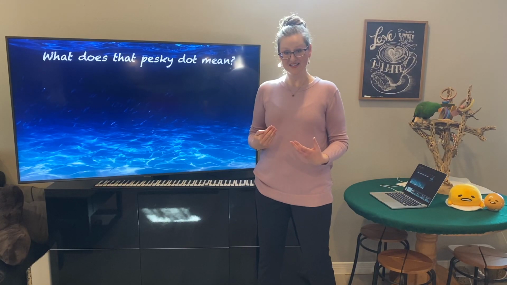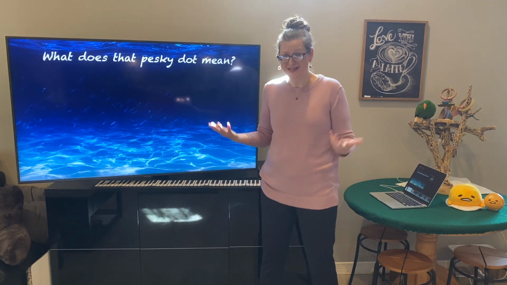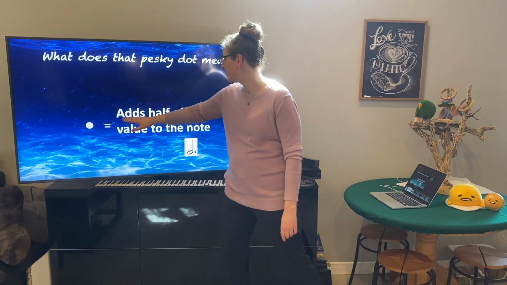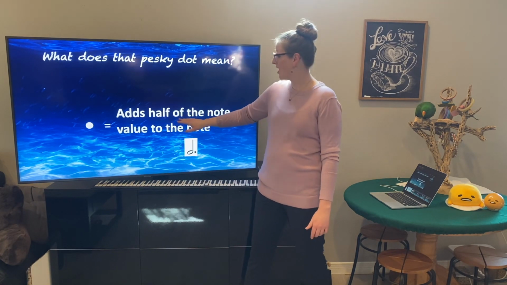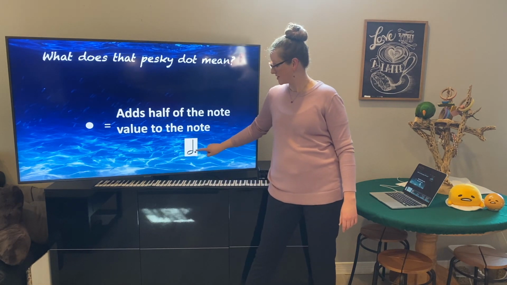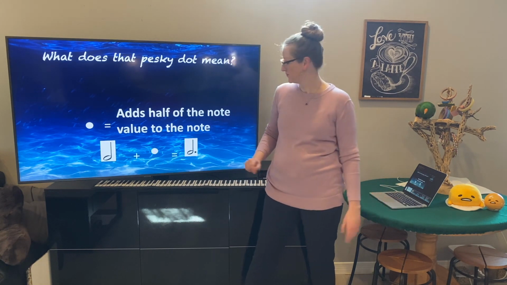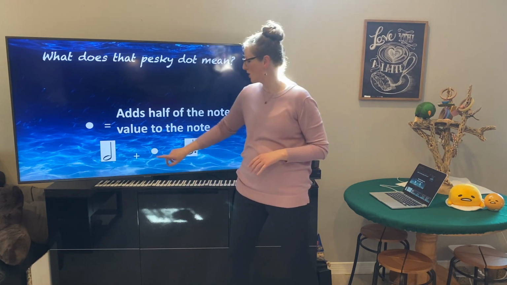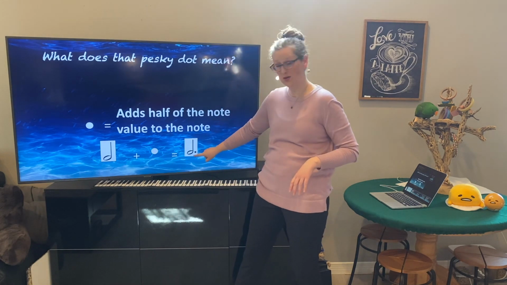So remember that dot that we saw on that note? Well, what does that pesky dot even mean? Okay, well, let's find out. We have the dot, and it adds half of the note value to the note. So it looks like this, and we put it behind the note. And I'll show you, we have just a regular half note. We add the dot to it, and then we get this note.